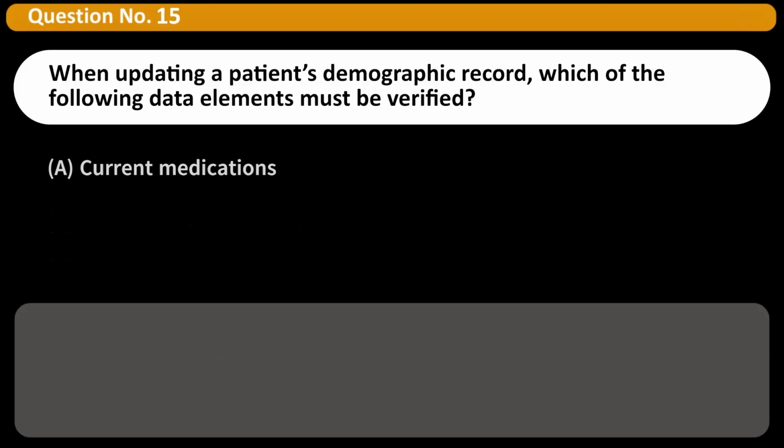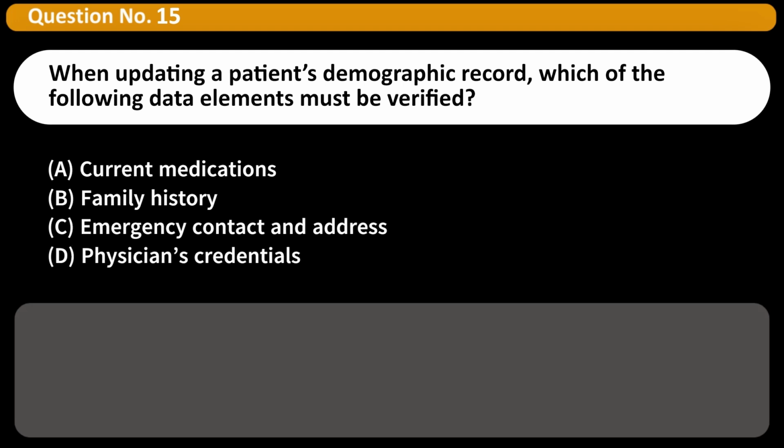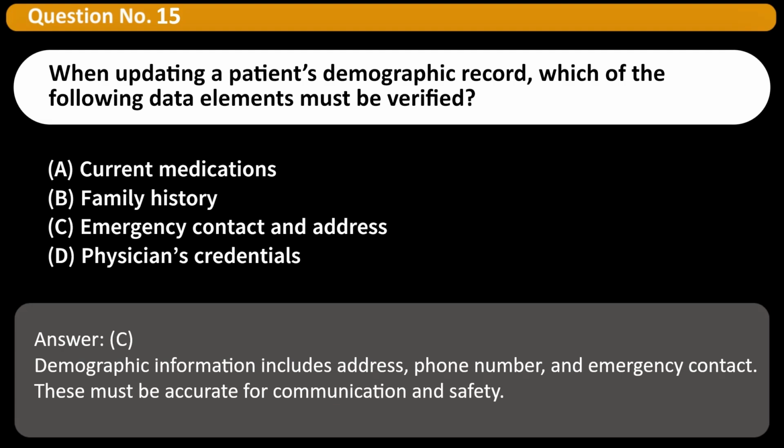When updating a patient's demographic record, which of the following data elements must be verified? A. Current medications. B. Family history. C. Emergency contact and address. D. Physician's credentials. Answer: C. Demographic information includes address, phone number, and emergency contact. These must be accurate for communication and safety.